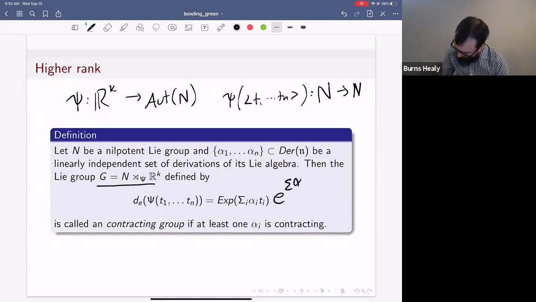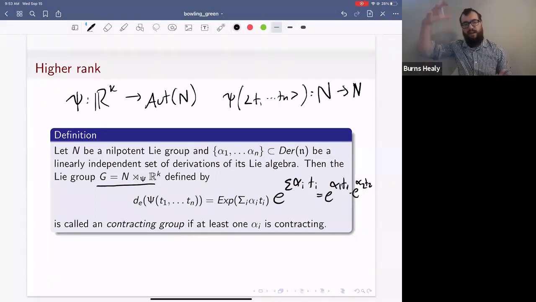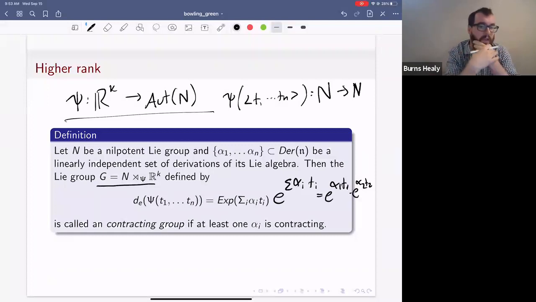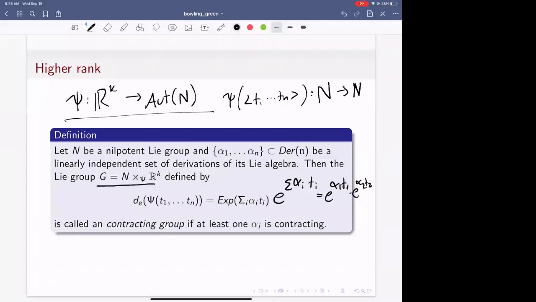Okay, and what I want it to be is exactly what you expect it to be. I want it to be the sum of the alpha_i t_i's. Or you can think about this as e to the alpha_1 t_1 times e to the alpha_2 t_2, etc. So I'm basically just combining these in the way that you would need to combine them to make sure that this is a homomorphism. Okay, because for this to be a homomorphism, I need these things to commute, so I need to be adding them at the level of the Lie algebra. Do you need to assume that these derivations commute?